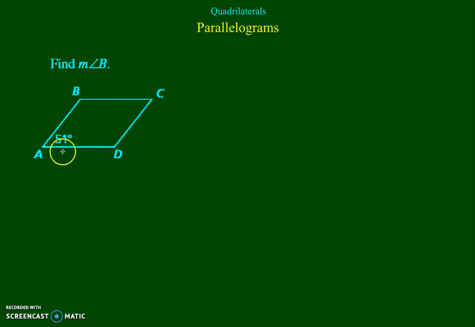In this problem, we want to find the measure of angle B given the measure of angle A. Angle B is supplementary to angle A, and so we take 180 minus 51 equals 129 degrees, and that's the measure of angle B. And the same thing would be true of angle D because those two angles are congruent, and angle C would be 51 because those two angles are congruent. So let's go ahead and move on to the next section.